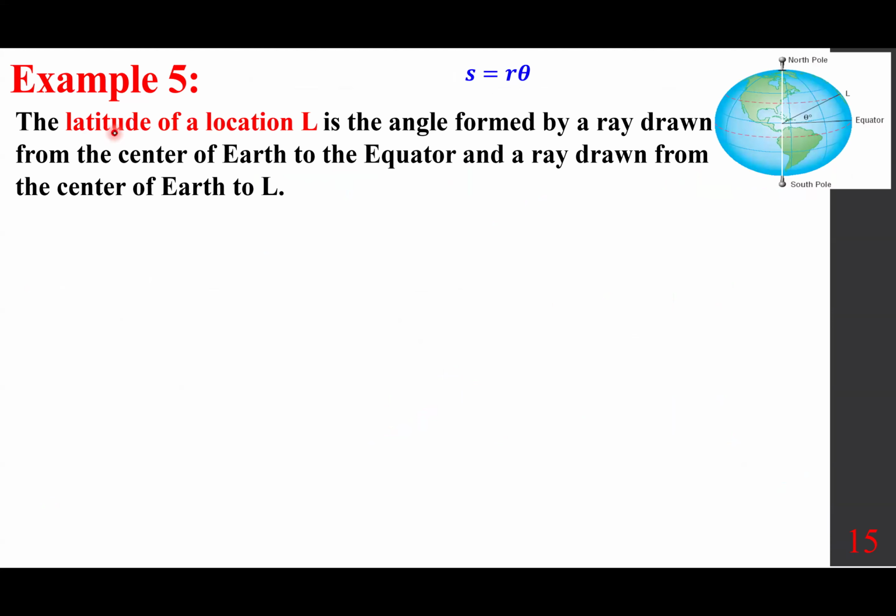The latitude of a location L is the angle formed by a ray drawn from the center of the Earth to the equator, this line, and a ray drawn from the center of the Earth to that location, we call it L. So from the center to the equator and to the location.